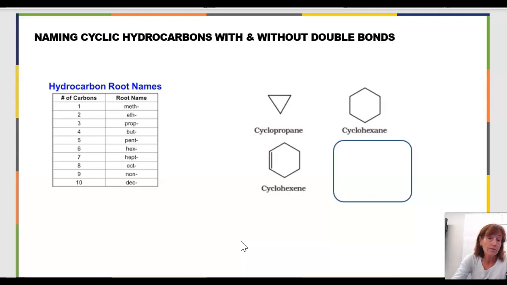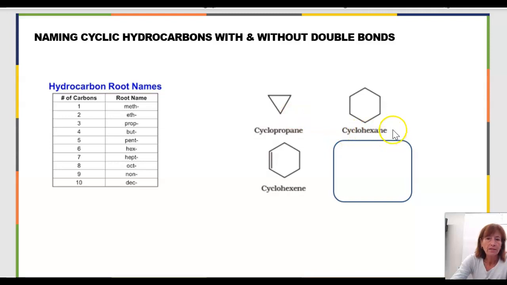Now, if the carbons instead are not in a lineup like aliphatic hydrocarbons are, but instead form a cyclic structure like this, we put the word cyclo in front of it, and then the rest of the rules hold. So cyclo means it's cyclic, prop means it's 3 carbons, and ANE means that there are no double bonds. So this is a cyclic hydrocarbon. It's the smallest possible one that's out there, cyclopropane.